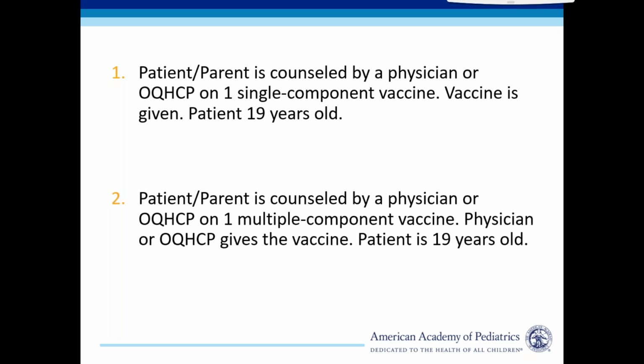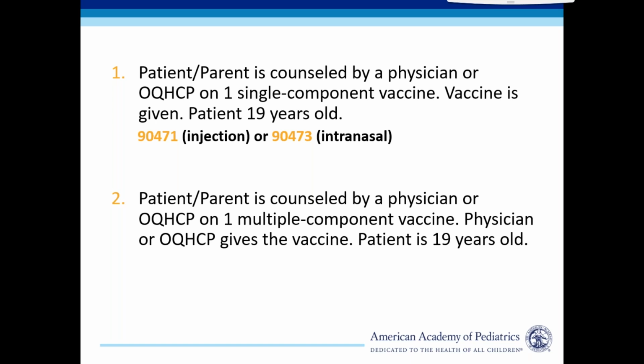The patient or parent is counseled by a physician or a qualified healthcare professional on a single component vaccine. Vaccine is given. The patient is 19 years old. So what's our administration code? In this case, it's a 90471 if it's an injection. And then of course, now that we've brought back our intranasal FluMist, it could be a 90473 depending on the vaccine given.